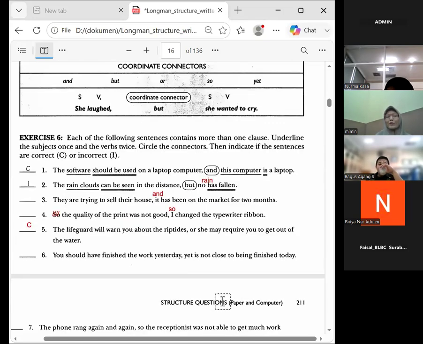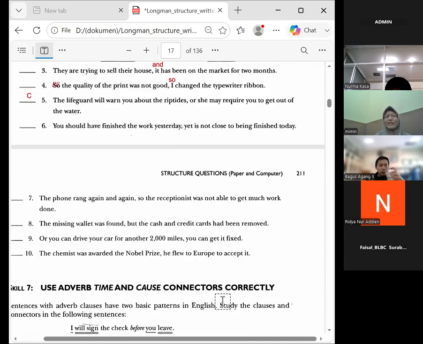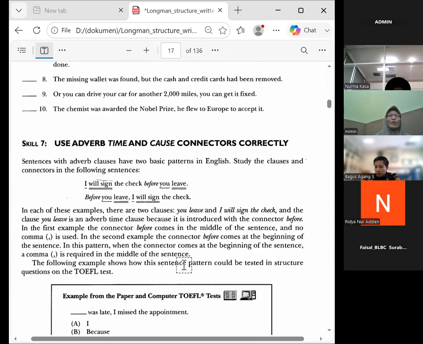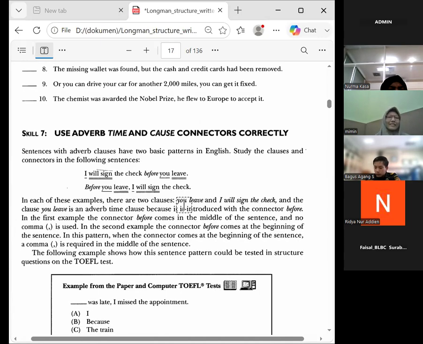Because I promised to finish until 5, do you have any questions up to this point? No, it's all clear. Well, thank you. Now we go to use of adverb, time, and cause connectors correctly. We have time and cause as adverbs. Let's see the difference between this and the previous connectors. Sentences with adverb clauses have 2 basic patterns in English. Now let's study the clauses and connectors in the following sentences.